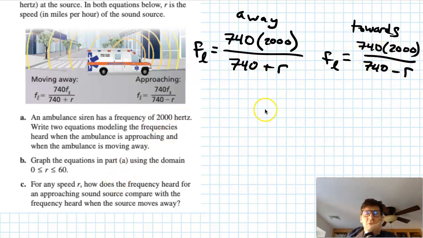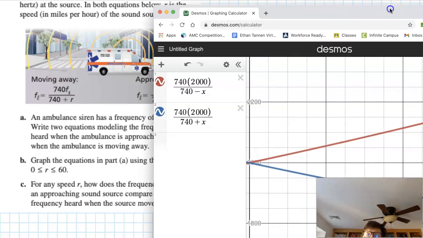And so let's graph these two equations. If I were to graph these two, what I would see is that my asymptote is going to be different. If I were to graph these by hand, I could see that my asymptote would, for this one, be negative 740, and this one would be positive 740. I'll pull up the graph here from 0 to 60.